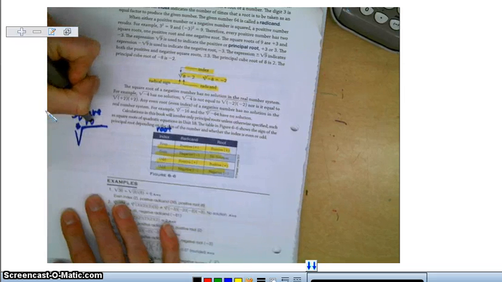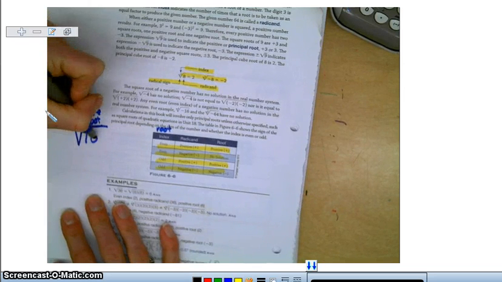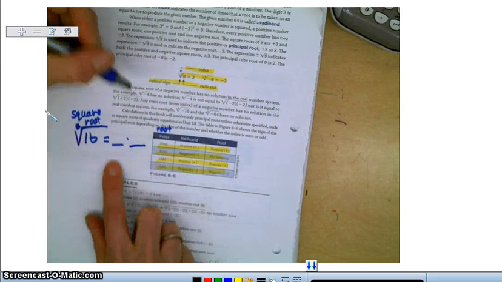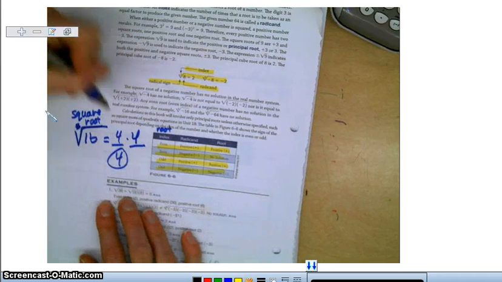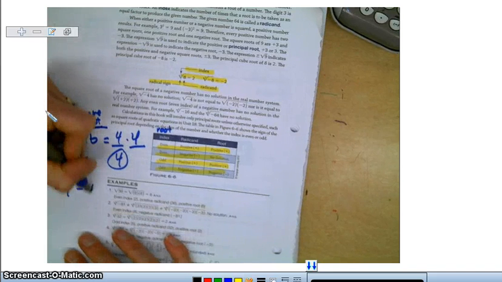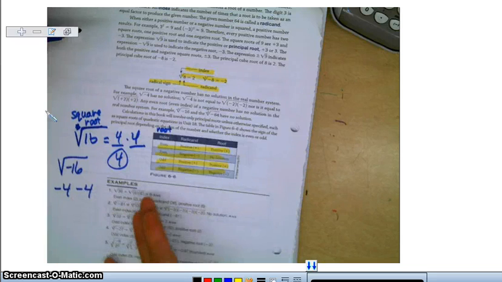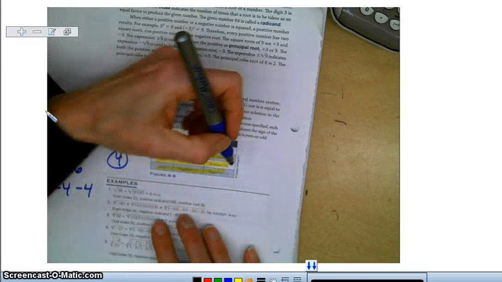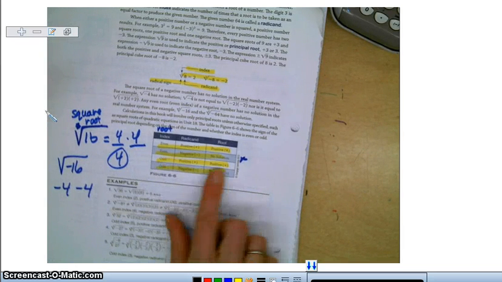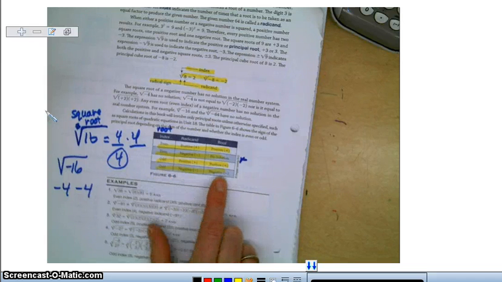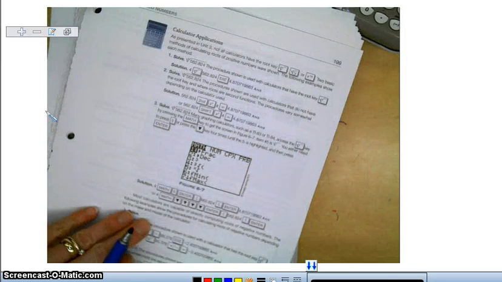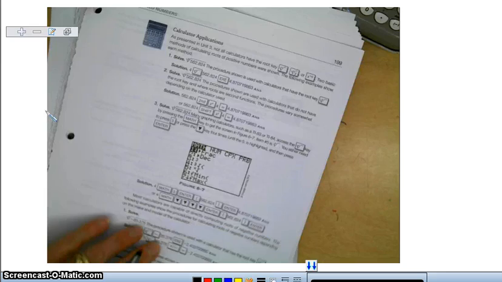Square root means what number times itself. So the square root of 16 means what number times itself is 16? That's 4 times 4, so the answer is 4. But if you're trying to take the square root of negative 16, negative 4 times negative 4 is positive 16. And you can't just have one negative because then it's not a number times itself. So you cannot take the square root or even roots of negative numbers. And then it tells you if it's an odd root of a negative number, the answer is negative. An odd root of a positive number is positive.